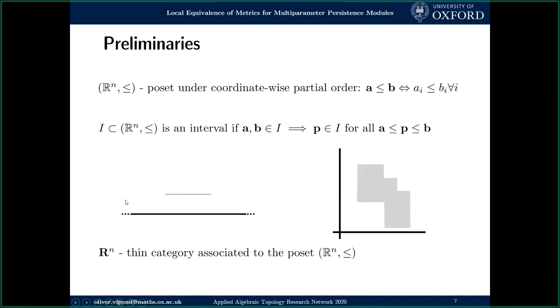It turns out that it is going to be convenient to think about this poset as a category, a thin category. And by thin category, I mean the objects of this category R^n are just going to be the elements of the set R^n, and there's going to be a morphism between a and b if and only if a is less than or equal to b.